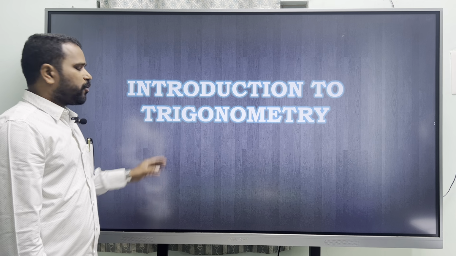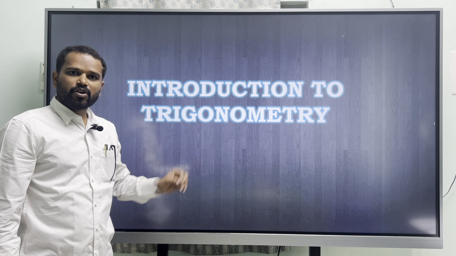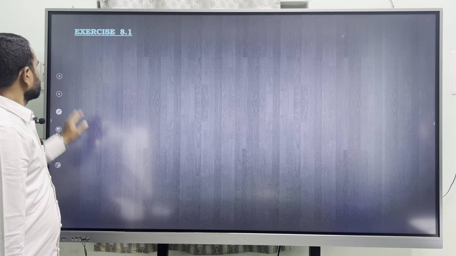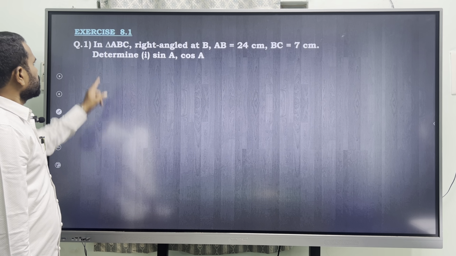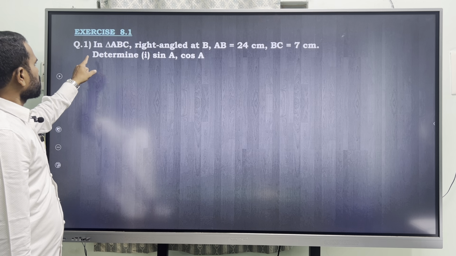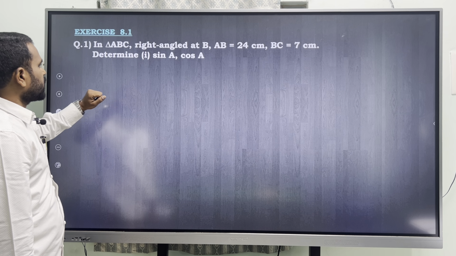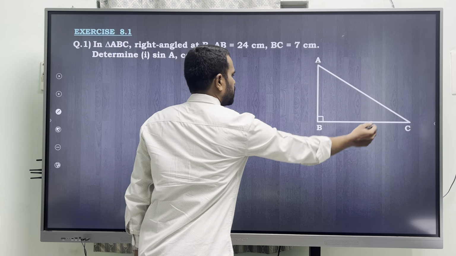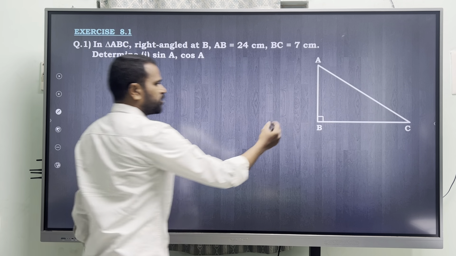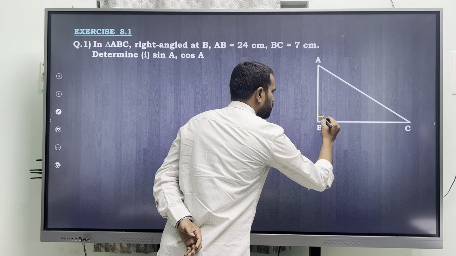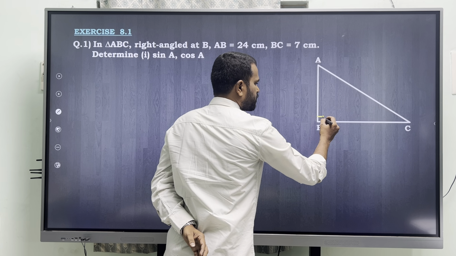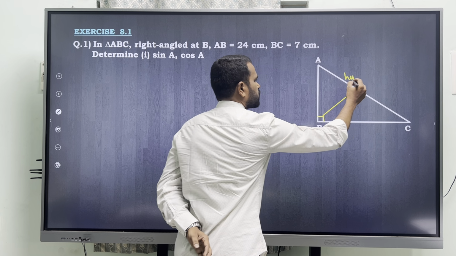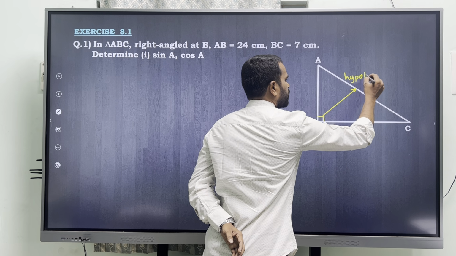Today, I am going to do problems from Introduction to Trigonometry of class 10. See, in exercise 8.1, the first problem is: in triangle ABC, right angled at B. What does it mean? There is a right angled triangle, right angled at B. So right angled at B means the side opposite to it is called the hypotenuse.